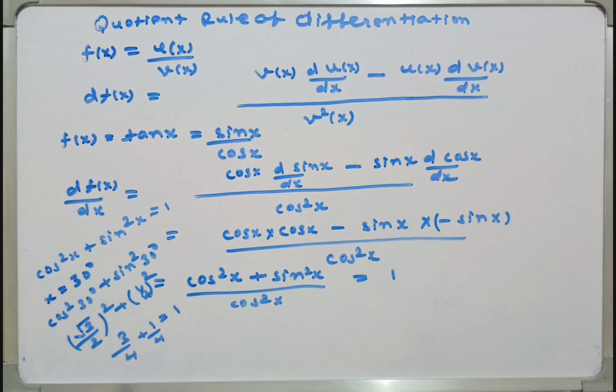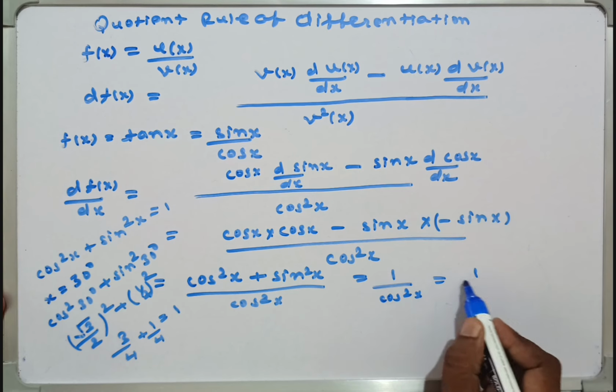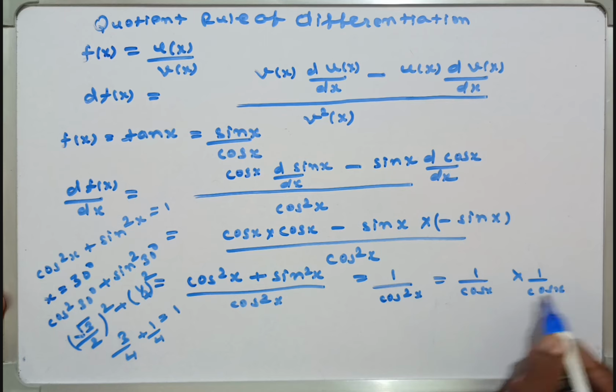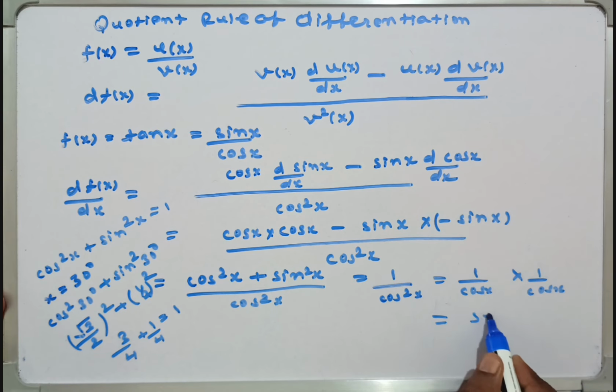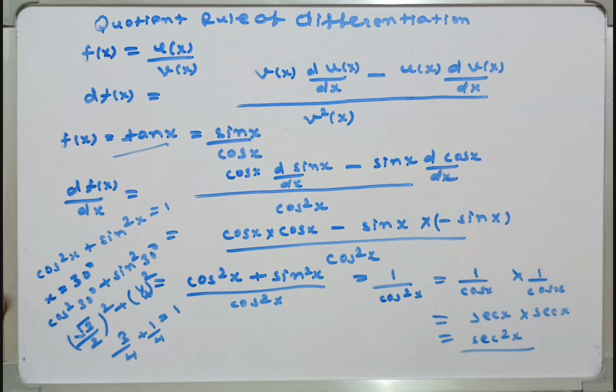Okay, so finally this is cos square x, so we can write it like this also, this is equal to sec square x. Okay, so finally what you will get, sec square x, the differentiation of this function is sec square x. Okay, so you can use the differentiation method for finding the result.